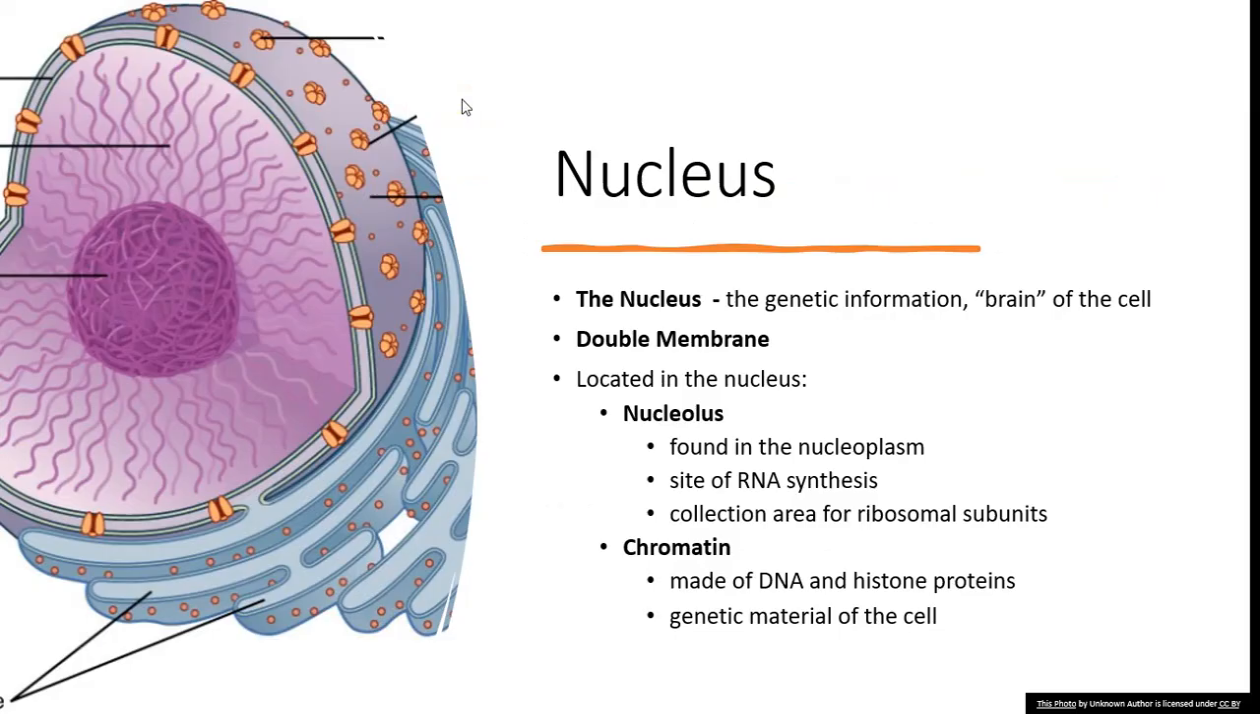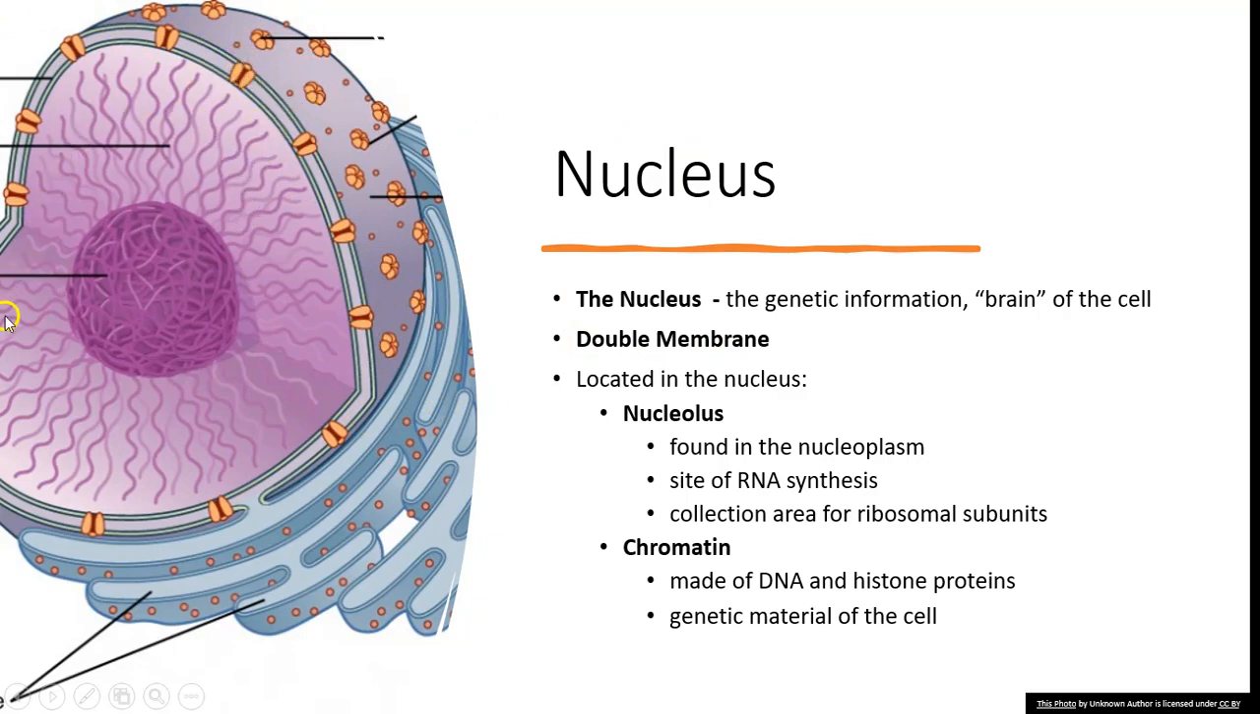So let's first start with the most prominent out of all the organelles and what makes it truly a eukaryotic cell. That is going to be the nucleus. The nucleus is the genetic information of the cell. And we say that because within the nucleus, you're going to find chromatin, chromosomes, and a nucleolus. So when we talk about it, again, it is a double membrane structure. So you see here, you can see the two membranes and the pores that allow things in and out.